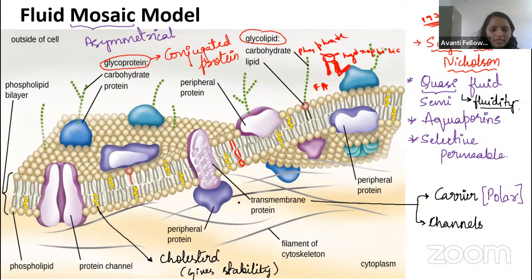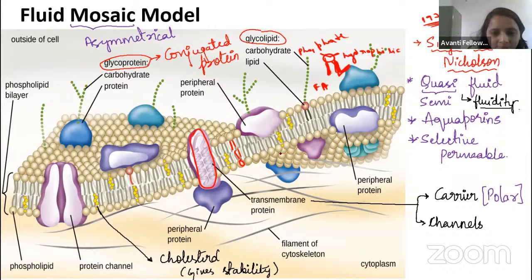Then coming to the protein. We will see the two types of the protein. One is integral membrane protein. Here you can see these are integrated in the plasma membrane. These may act as a carrier and these may act as a channel. You have studied in the transport in the plants, right? So these are helping the facilitated diffusion, right guys?